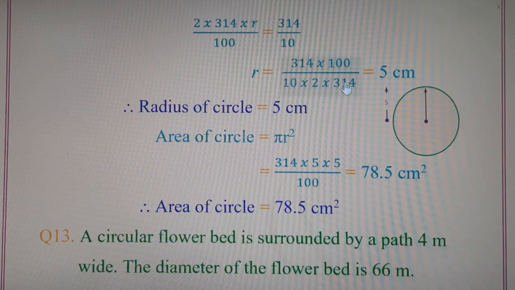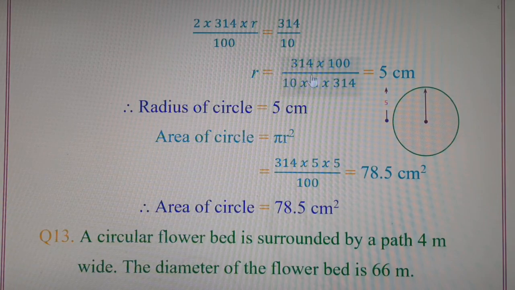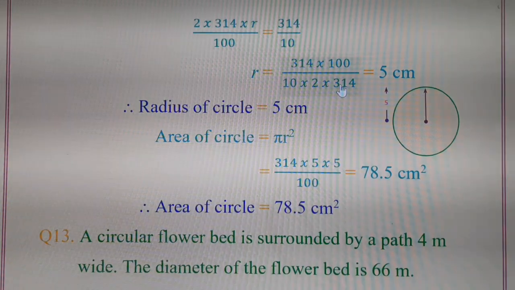10, 2 and 314 will copy, multiply sign will put in between these numbers, and 314 multiply by 100 because this 100 is going up. And this step will solve further. With 10s table we can cancel 100. 10 ones are 10, 10 tens are 100. So in the numerator 10 is there, this 100 is cancelled. This 10 is cancelled and 1 is there. 314 ones are 314. So 314 is cancelled, 100 is cancelled, 10 is written.